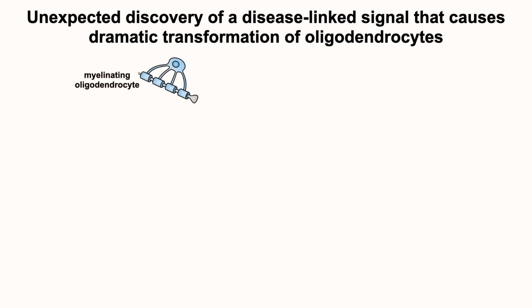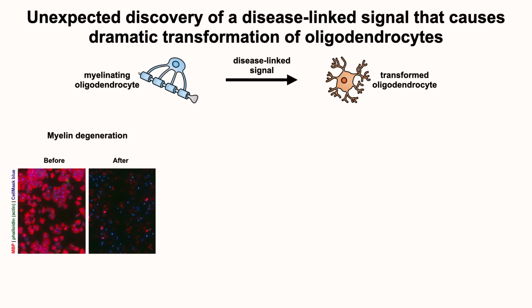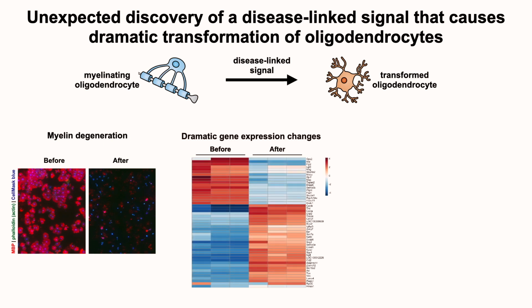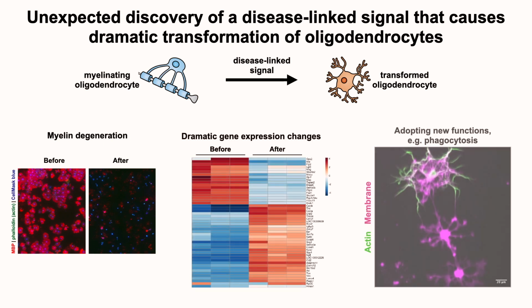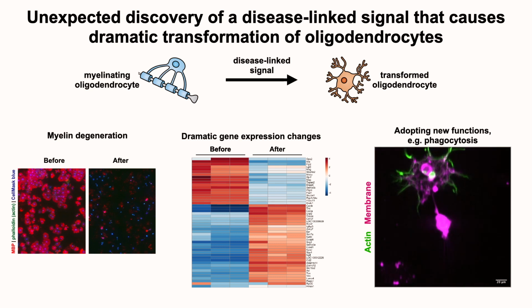This signal causes myelinating oligodendrocytes to turn into something we're calling a transformed oligodendrocyte that is a dramatically different cell state. Transformed oligodendrocytes are characterized by rapid and robust myelin degeneration, dramatic gene expression changes of thousands of genes, as well as the adopting of new functions like phagocytosis, something an oligodendrocyte normally never does, shown here in this video.